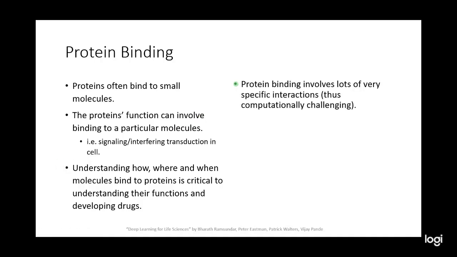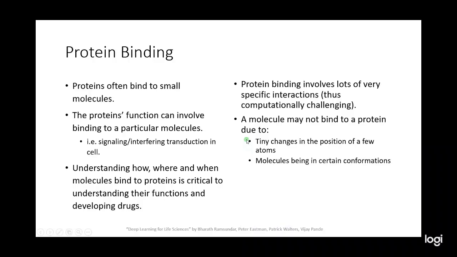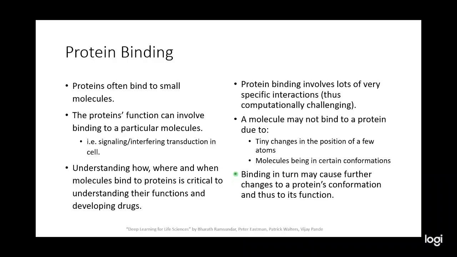Protein binding involves highly specific interactions, making it computationally challenging to predict. Even a tiny shift in the position of just a few atoms can prevent a molecule from binding. Furthermore, a molecule may only bind in certain conformations, while others may be incompatible. Binding in turn also induces further structural changes in the protein and thus its function.